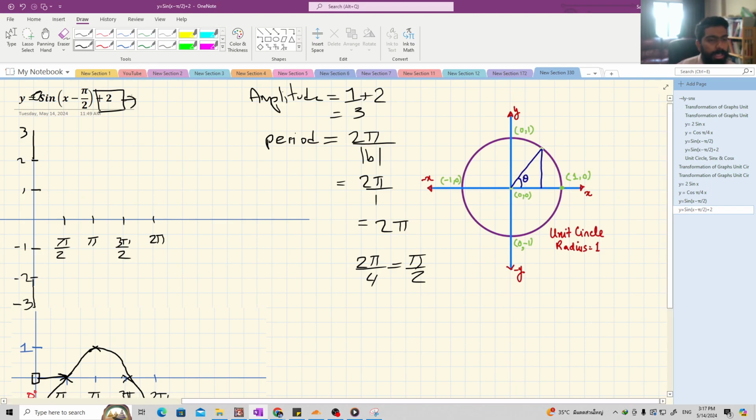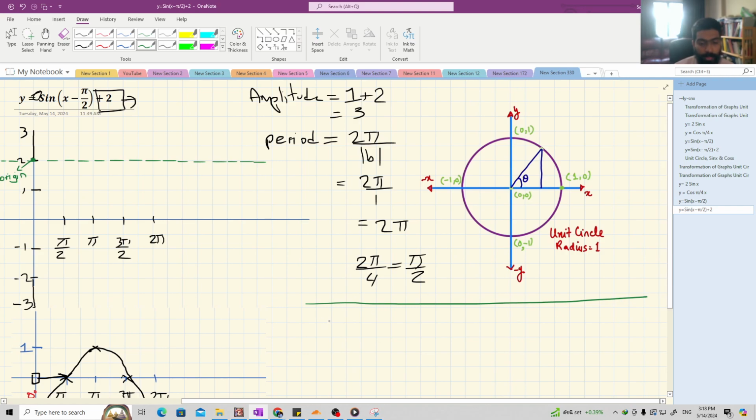Now since we have a vertical shift of 2 here, I'm going to draw an imaginary dotted line at y equals 2. I'm going to draw an imaginary dotted line right here, and keep in mind that this is going to be my origin for the time being. After that, I'm going to do similar to what I did in the previous question.